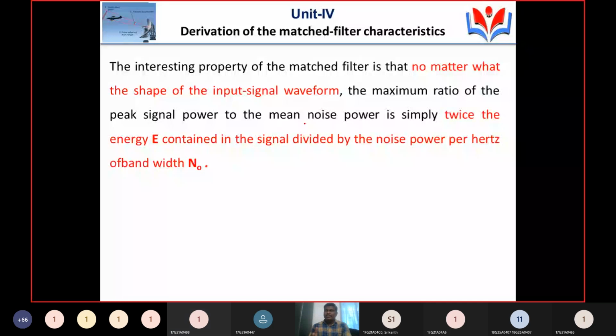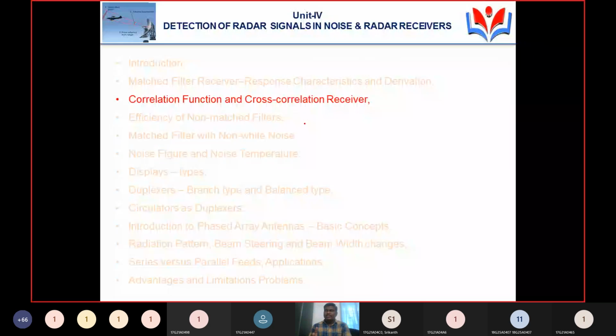The next topic is correlation function and cross correlation receiver. So what is meant by correlation? Correlation is used to measure similarity between any 2 input signals. Correlation is a function to find out the similarity between any 2 functions.